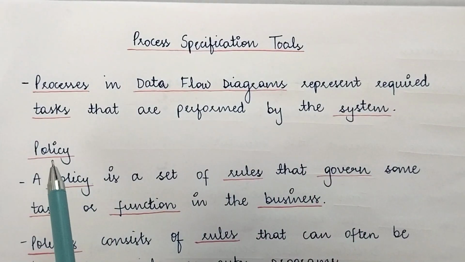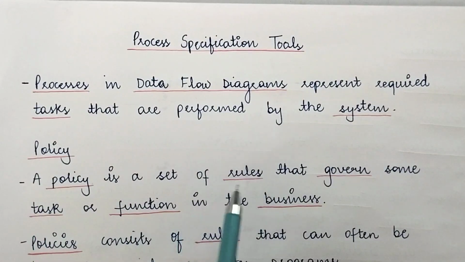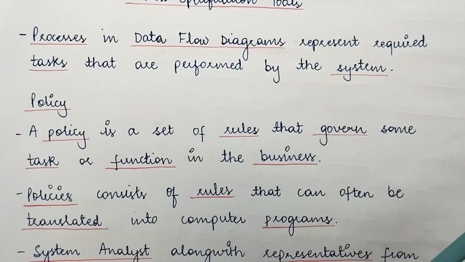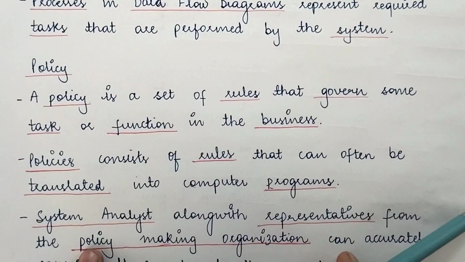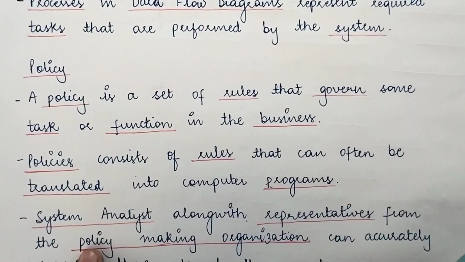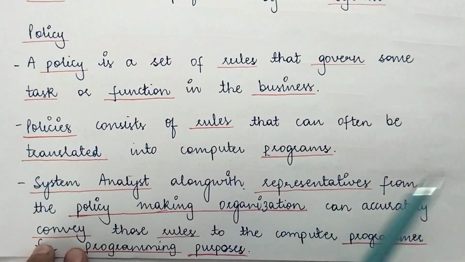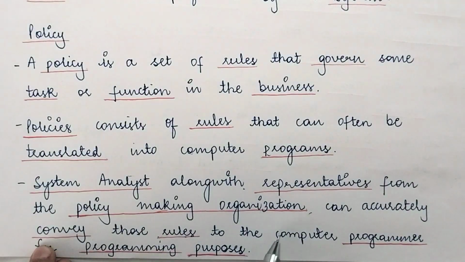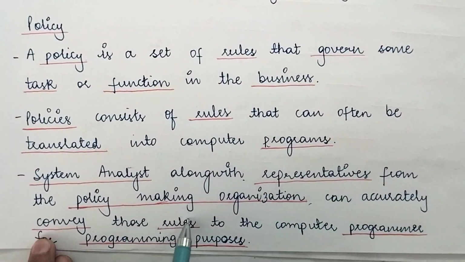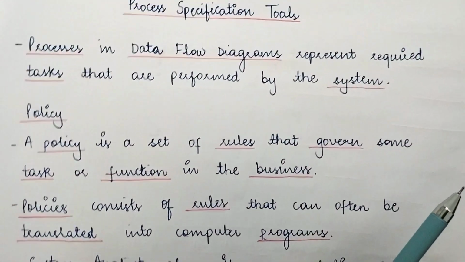Now, policy is basically a set of rules that govern some task or function in the business. Policies consist of rules that can often be translated into computer programs. System analysts, along with representatives from the policy-making organization, can accurately convey those rules to the computer programmer for programming purposes.